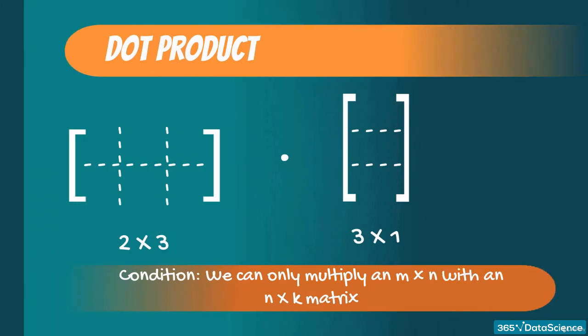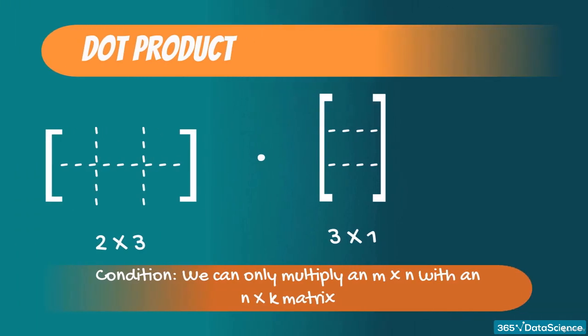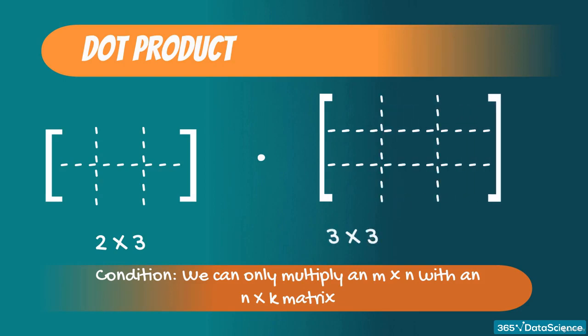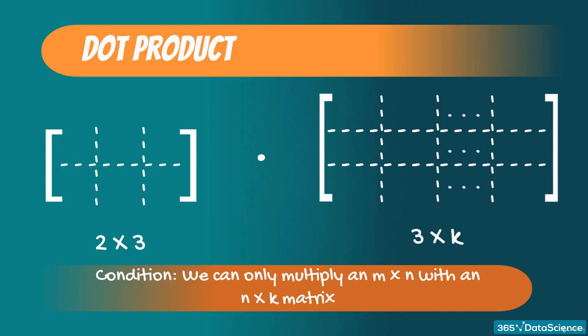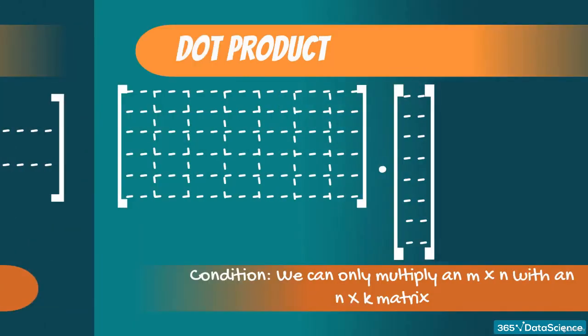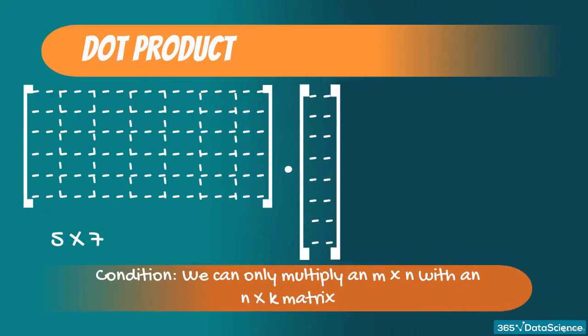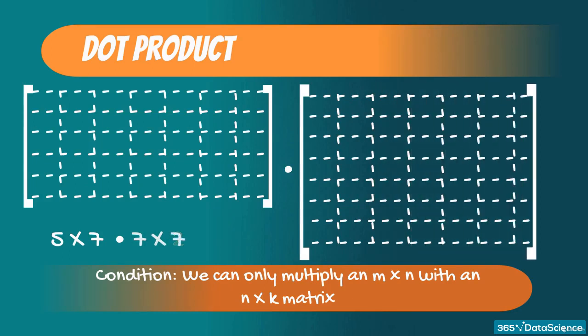So, we can multiply a 2 by 3 matrix with a 3 by 1 matrix. Actually, we can multiply it by a 3 by 2, 3 by 3, 3 by 4, and so on until a 3 by k matrix. What's important is that those 3's are matching. Similarly, if I want to multiply a 5 by 7 matrix, compatible matrices for multiplication are 7 by 1, 7 by 2, 7 by 7, and so on.